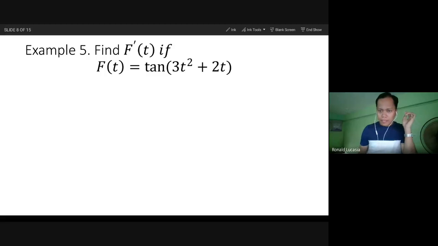Second squared, 3t squared plus 2t. Secant squared, sabi niya. What about the others? Para-parehas. Okay, so let's answer. Tagal kami kanina eh.